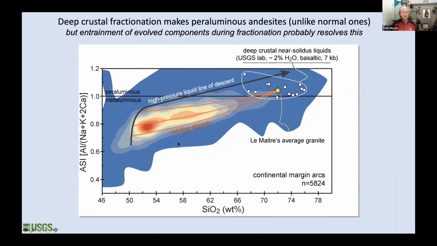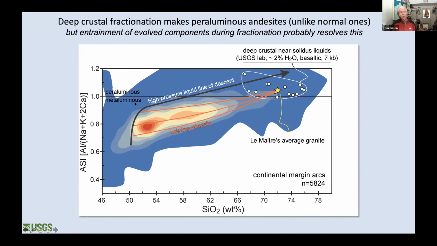So another one that's come up is that every lab that has studied deep crustal differentiation has found that the andesitic liquids become what petrologists call peraluminous. And that's dissimilar to natural arc volcanic and plutonic rocks. So this black line here shows a generalized liquid line of descent at deep crustal conditions, whereas the colored shading shows actual volcanic rocks from continental margin arcs. And you can see that they're actually pretty different.